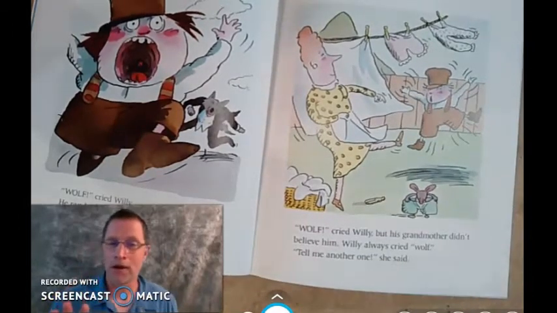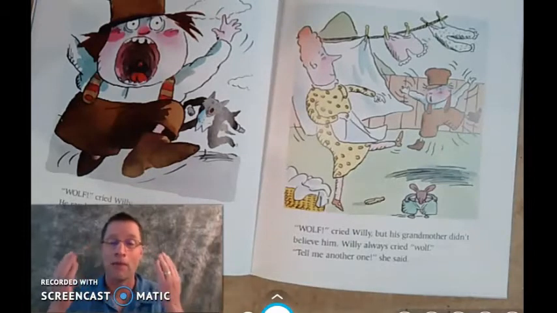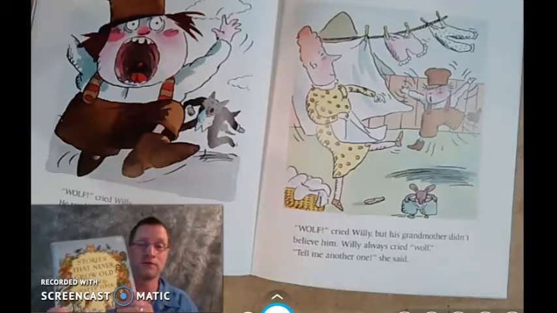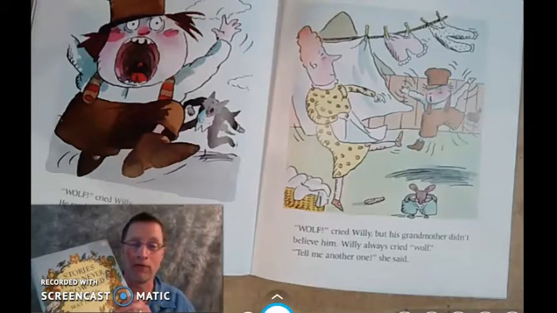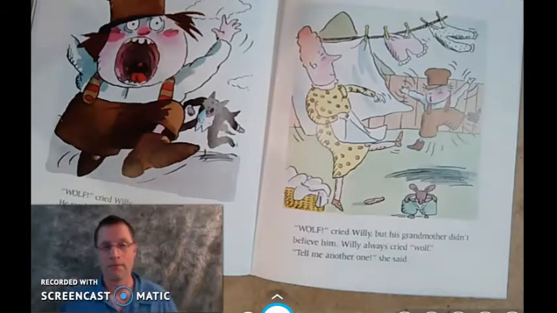Gonna stop here again. Do you see some similarities? Do you see something that's the same in this story and in my other story? Are you seeing that nobody is believing him when he's crying wolf, even though there really is a wolf this time? They're the same.